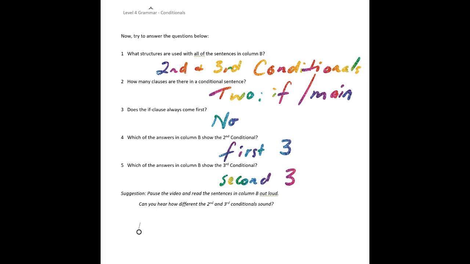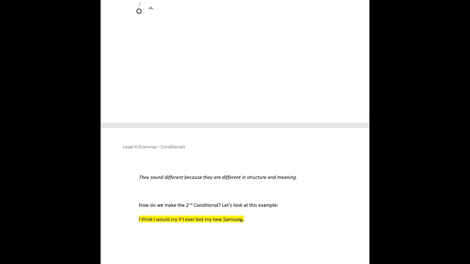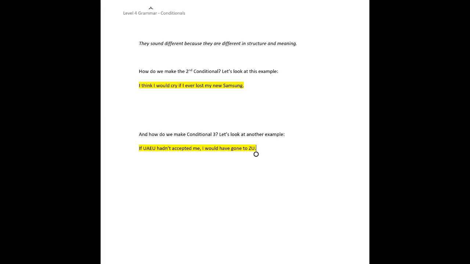Pause the video and read the sentences in column B out loud. Can you hear how different the second and third conditionals sound? They sound different because they are different in structure and in meaning. So, how do we make the second conditional? Let's look at this example. I think I would cry if I ever lost my new Samsung.